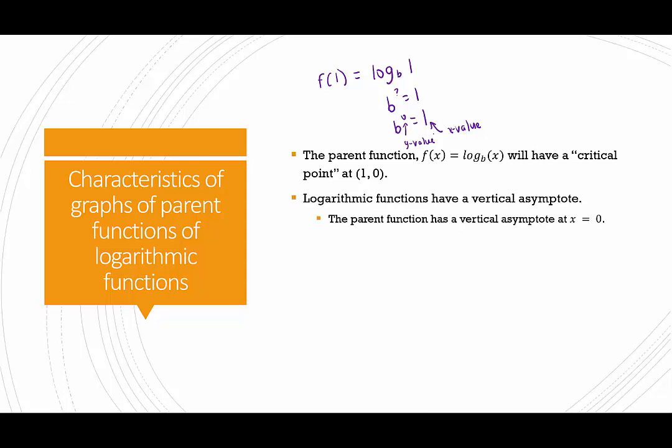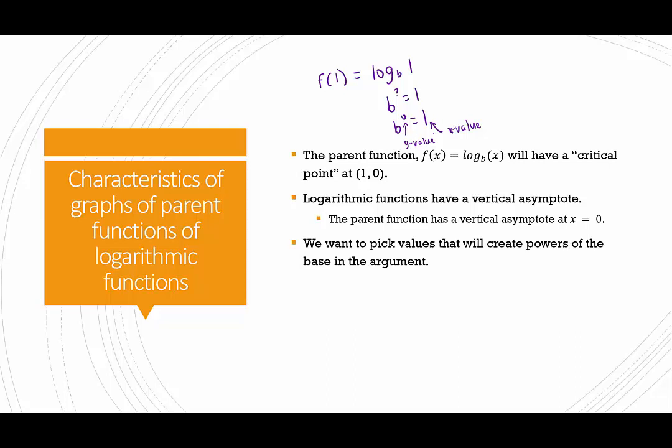Logarithmic functions have a vertical asymptote. So you may recall exponential functions had a horizontal asymptote. This is the inverse function of the exponential function, so this one will have a vertical asymptote. The parent function asymptote will be at x equals 0.